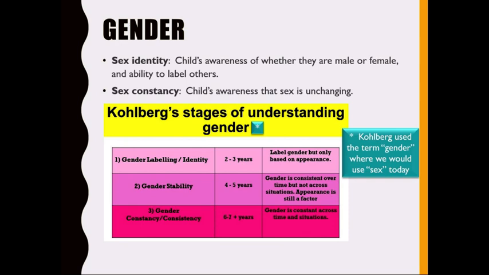In stage 3, they finally achieve gender constancy. When they are 6 or 7 years old, sometimes older, children start to recognize that sex is constant across time and across situations. So even if a person changes their clothes or their hairstyle, even if they're acting different for the moment, their sex is constant and unchanging.